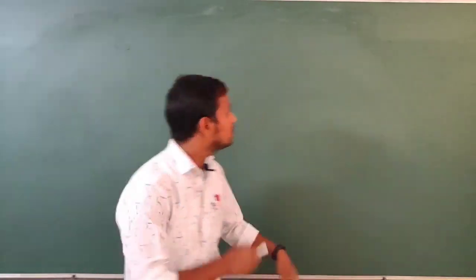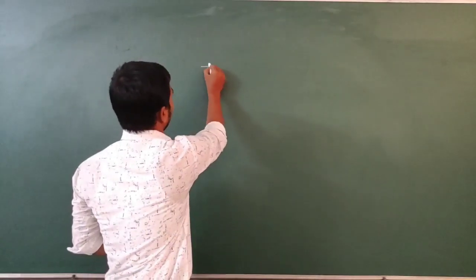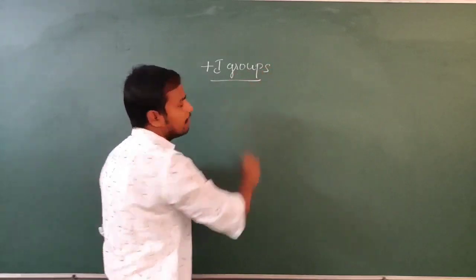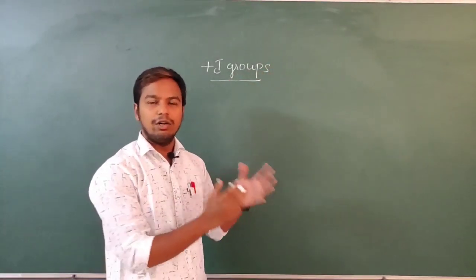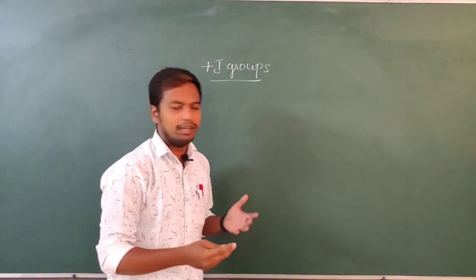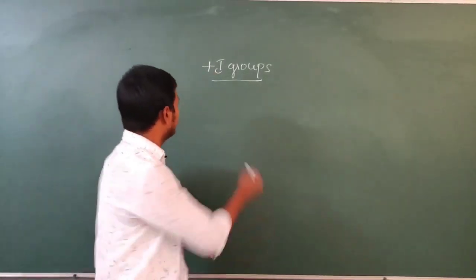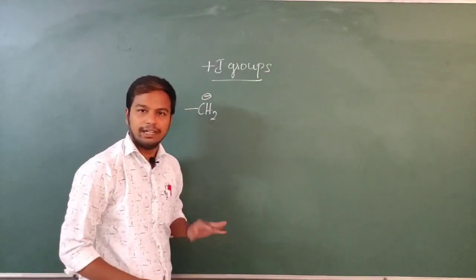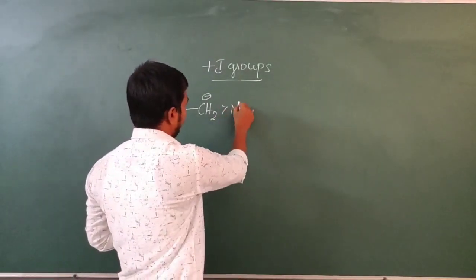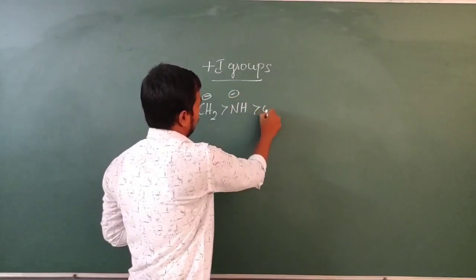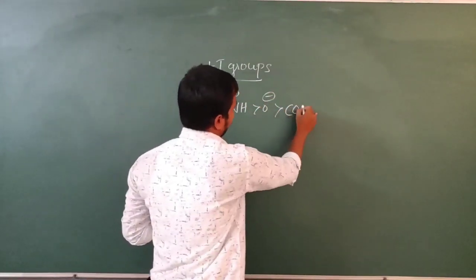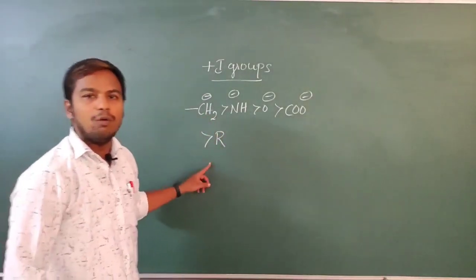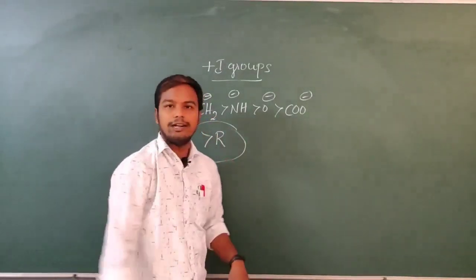So let's discuss the different types of plus I groups. You know very well, plus I groups are electron donating groups. Among the plus I groups, bonded CH2 minus will have the highest inductive effect compared to others, followed by NH minus, O minus, COO minus and alkyl groups. I want you to understand the alkyl groups.